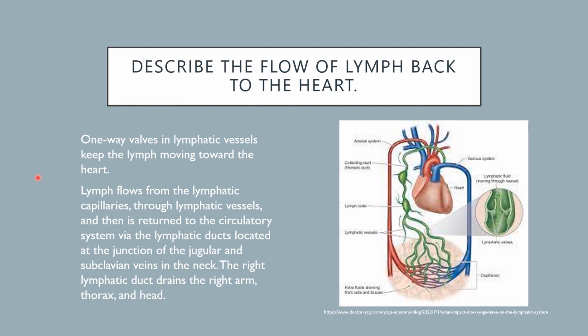Describe the flow of lymph back to the heart. There are one-way valves in lymphatic vessels to keep the lymph moving toward the heart. Lymph flows from the lymphatic capillaries through lymphatic vessels and then is returned to the circulatory system via the lymphatic ducts located at the junction of the jugular and subclavian veins in the neck. The right lymphatic duct drains the right arm, thorax, and head. And here is a diagram showing that.